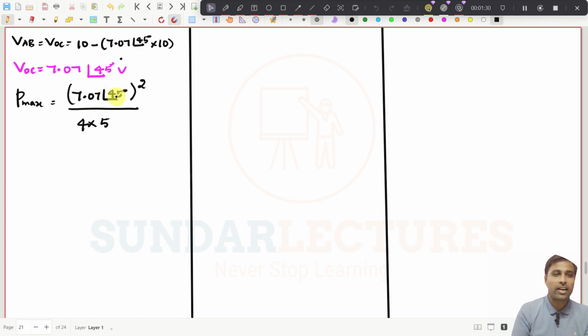If you are going for absolute values, you just take this 7.07, only the absolute value, so it will be very simple, right? Because we are going to get the absolute value or real power value of the Pmax. I have just taken the absolute value and substituted in this expression. So if you find this, Pmax should be equal to 2.5 watts.